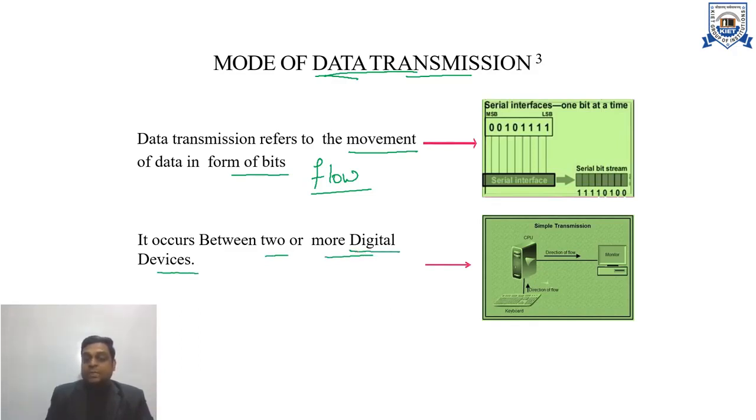What is a digital device? A digital device is a device which communicates in digital form, which processes digital numbers, and which produces the output in the form of digital numbers. All those devices are known as digital devices.